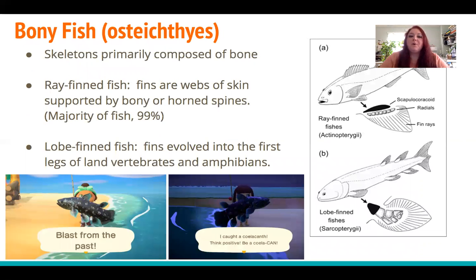Next in our group are our bony fish. So this makes up two separate groups. Our ray fin fish, which is like 99%. That's like all the fish we know. I have a little visual later that shows the groups of them, so I'm not going to go into it here. And then our lobe fin fish, which is just that 1%. And I put Animal Crossing, I had to.